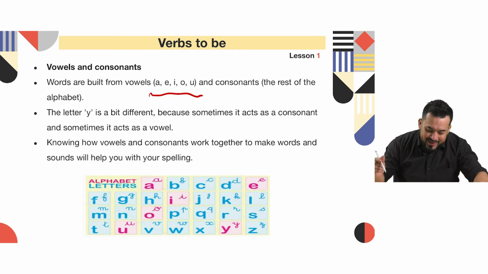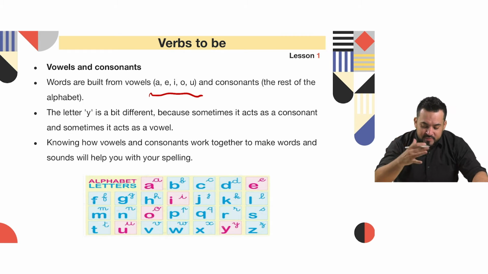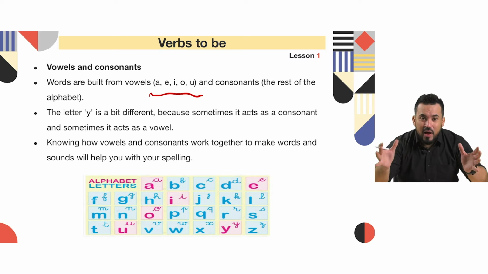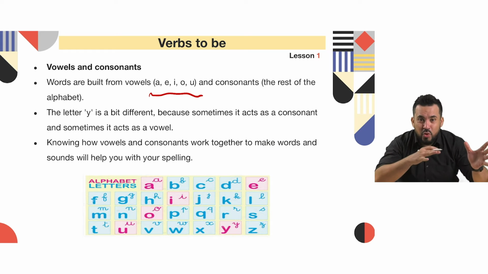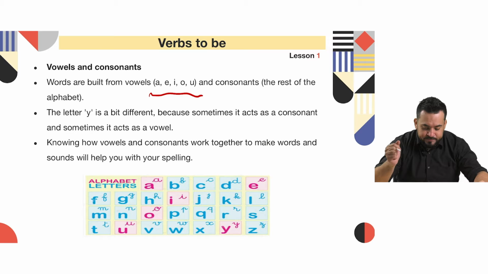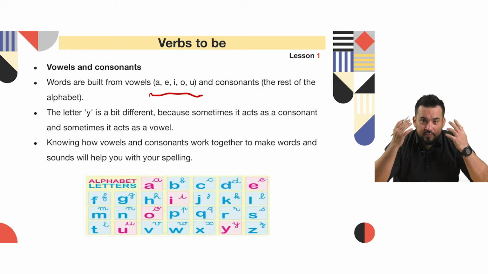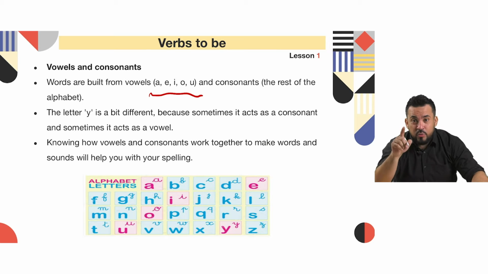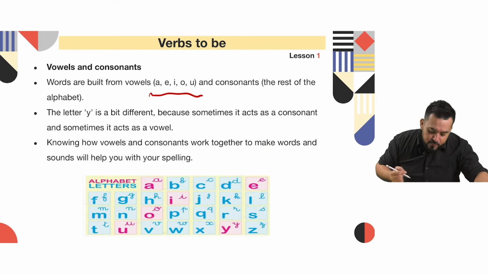The letter Y is a bit different, because sometimes it acts as a consonant, but other times it acts as a vowel. So we call it a semi-vowel. It's not completely a vowel, nor is it a complete consonant. Knowing how vowels and consonants work together makes the words sound better, and it will help you with your spellings and with your pronunciation. This is very important.